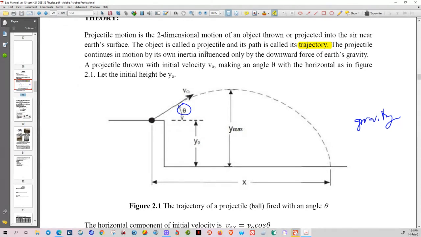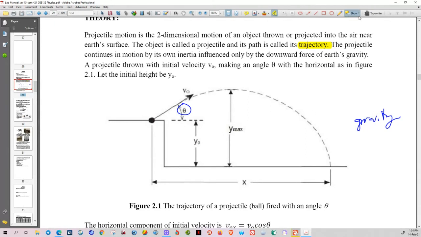Now, when the projectile moves, it will be pulled down by the gravity of the Earth. Therefore, the trajectory, the curve, is actually caused by the gravity of the Earth, okay?